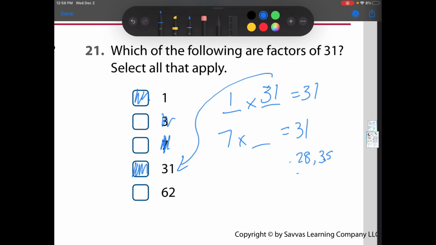And what about 62? What times what equals 31 if we put 62 in? Nothing. 62 is actually a multiple that we'll figure out what that means later on in Unit 7. But 62 times nothing equals 31. That's a whole number. So these are our only factors for 31. It's what's called a prime number that we'll learn about in Lesson 7-4.